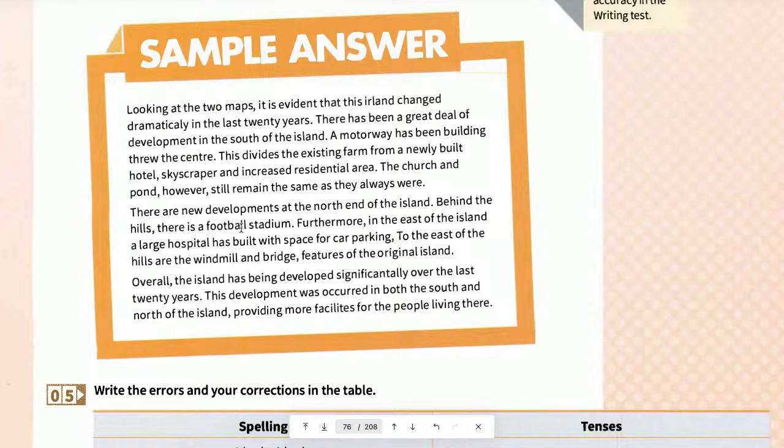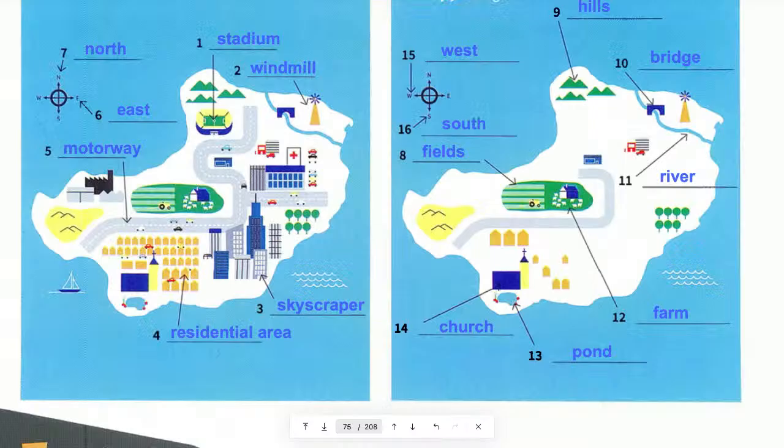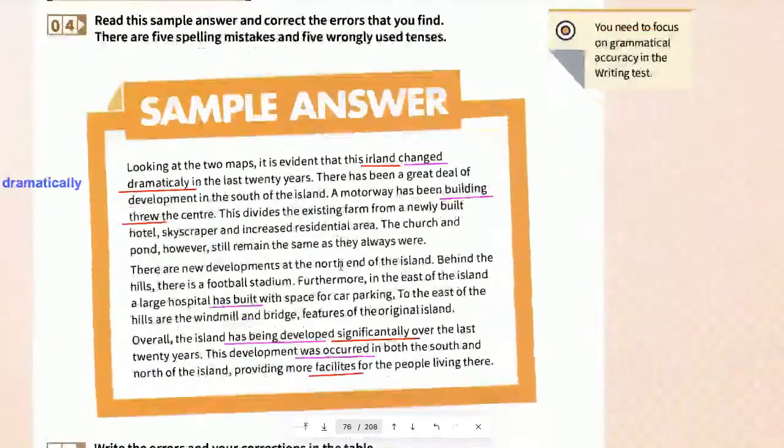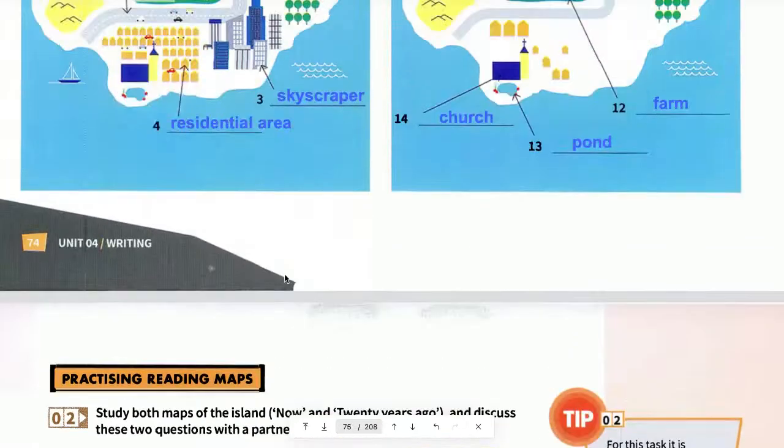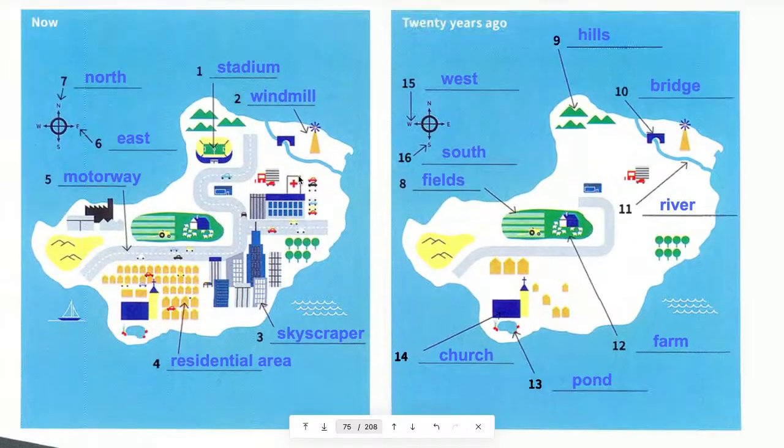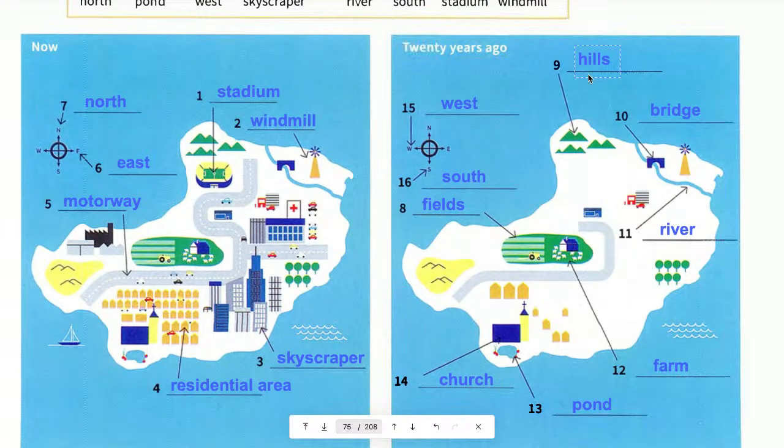There are new developments at the north end of the island. At the north end of the island, behind the hills, there is a football stadium. Behind the hill, where's the hill? Oh, number 9. Football stadium.